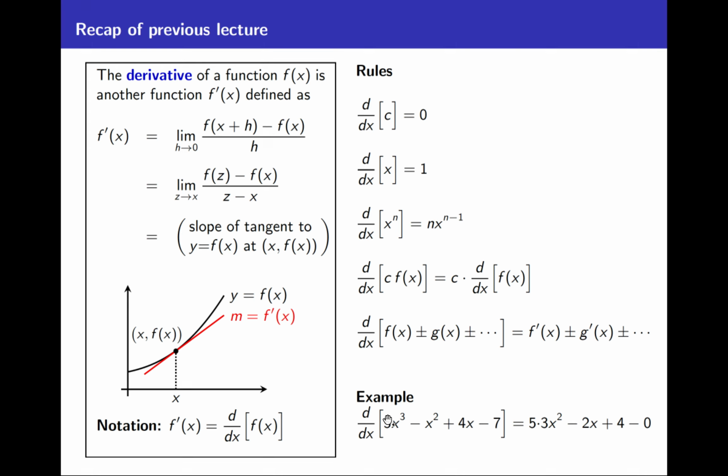So the derivative of 5x cubed, by the constant multiple rule and the power rule, is 5 times 3x squared. The derivative of x squared by the power rule is 2x. The derivative of 4x is 4, and the derivative of 7 is 0 by this first rule. So we get, in 2 steps, or probably even 1 if you're doing this from scratch, 15x squared minus 2x plus 4 as our derivative.